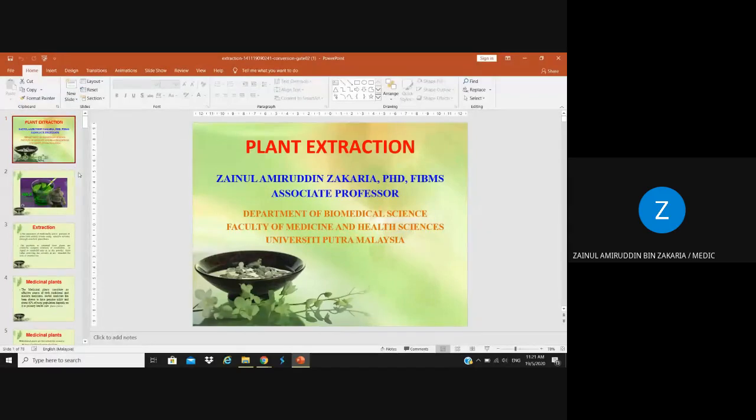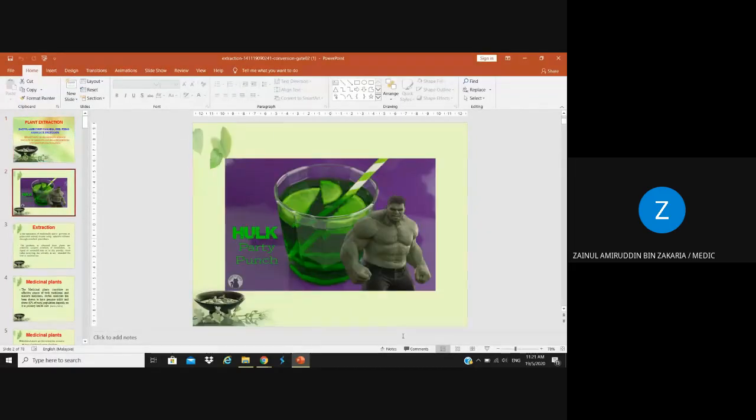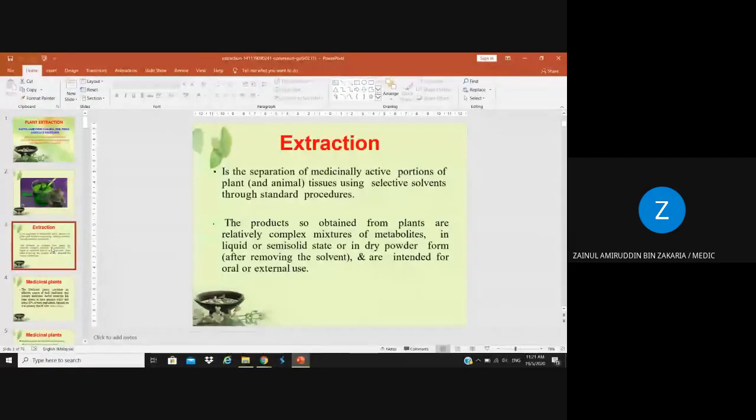So, okay, we go back to plant extraction. If this is for men, most of the men like to have a big muscle body. So, if you found a plant that can help to build muscle body, you can become a rich person, no?